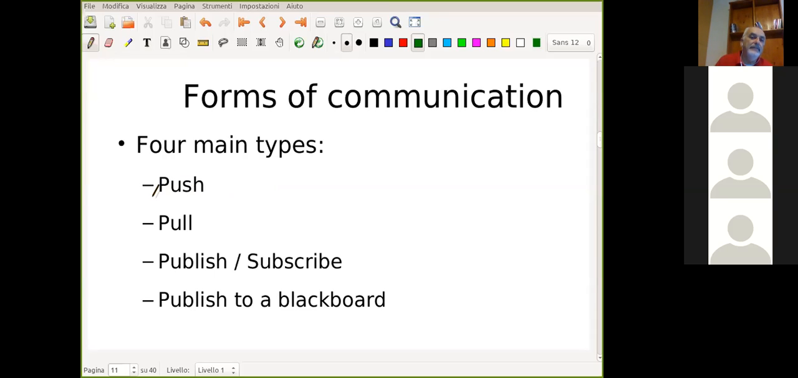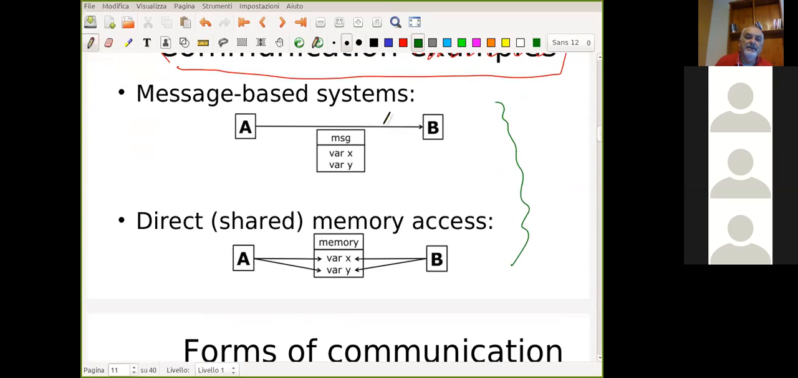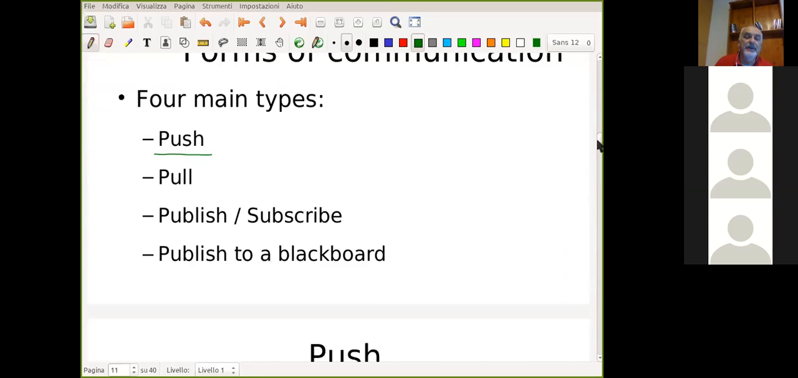Then both models, so messages or access to shared memory. Silent. Okay.